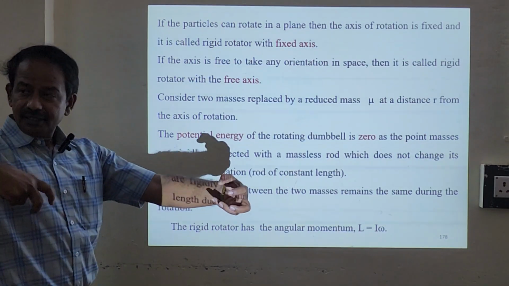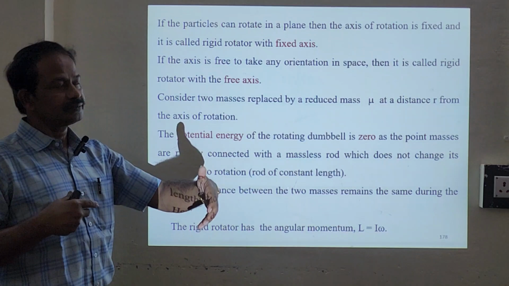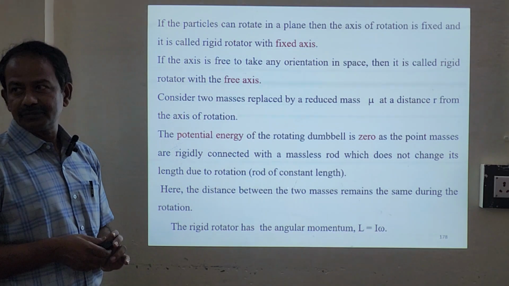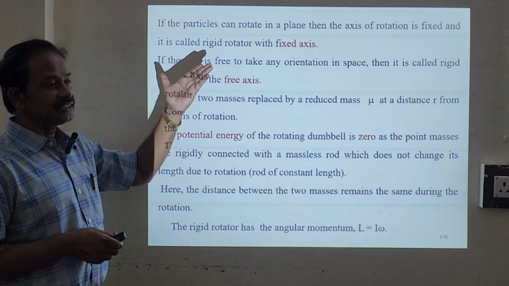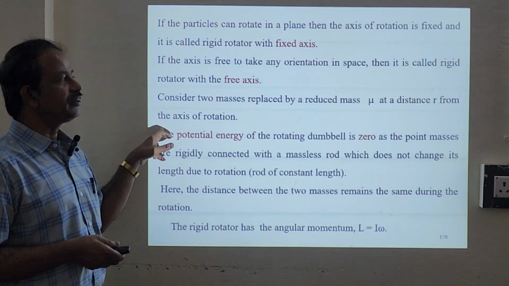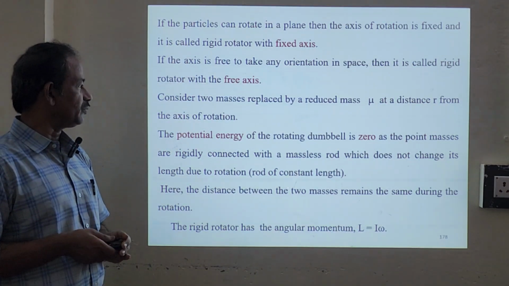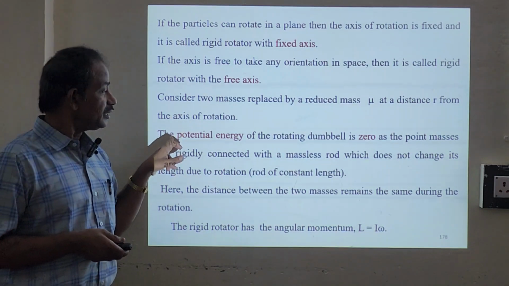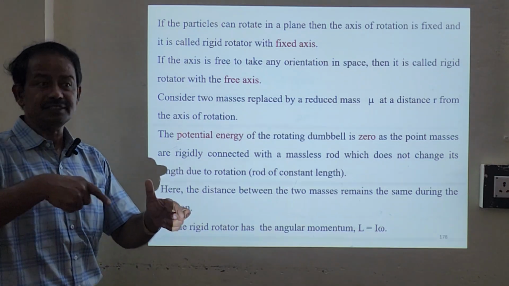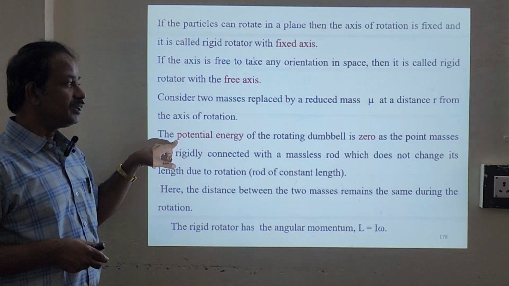Now as I said already, the distance between the two masses is fixed, or it can be varied also. If it is fixed, this is called a fixed axis. If it is varied, this is called a free axis. So most probably we will calculate the rotation energy, and here it is vibration energy. Consider two masses replaced by the reduced mass m at a distance r from the axis of rotation for one equation. Okay. Generally, the potential of the rotating dumbbell, this is called dumbbell shape, is 0 because r is fixed. R is fixed, so the potential energy will be 0.